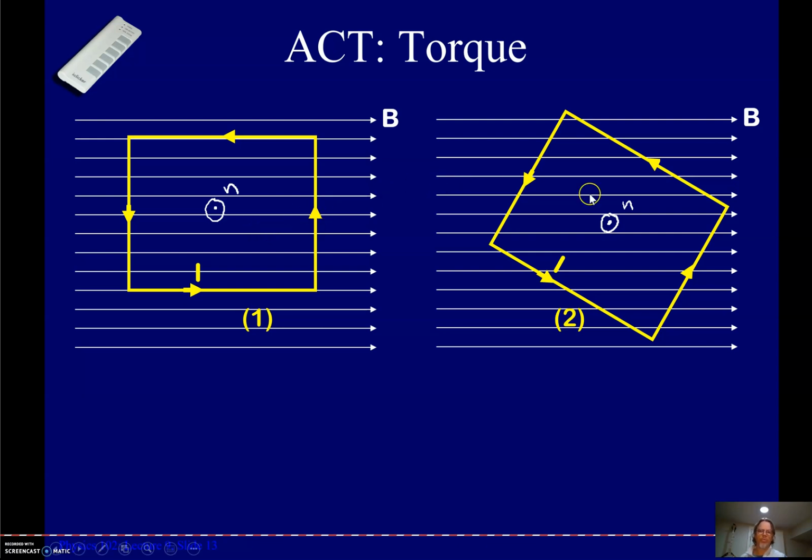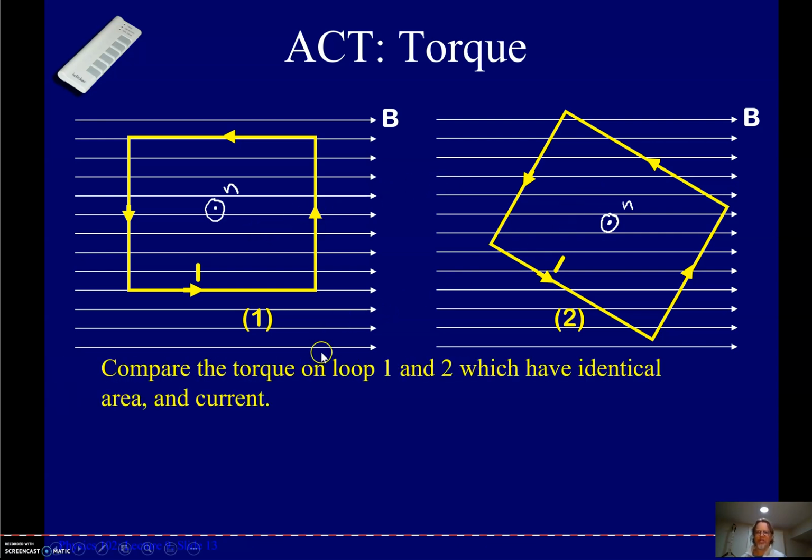Well, let me see what the question is first. Compare the torque, oh, that's all they're doing. Torque on loop 1 compared to loop 2, which have identical area and current. So if we compare the two, which of those is the greater torque? Give you a moment.